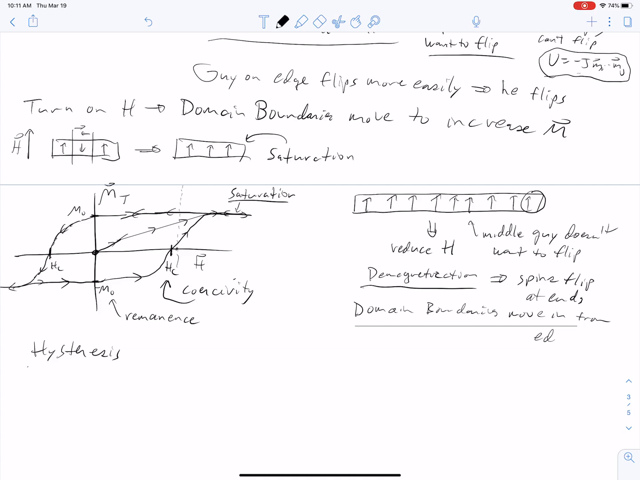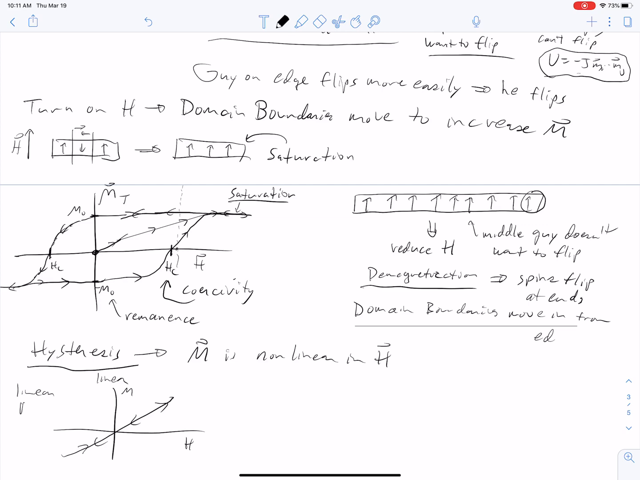This hysteresis occurs because the magnetization is nonlinear in H. You can see that it's obviously nonlinear, because if it was linear, then M versus H would just be a line, and I would just slide up and down this line. That would be a linear material, say, a linear paramagnet. But because I have a nonlinear ferromagnet, instead I have this funky hysteresis thing going on.